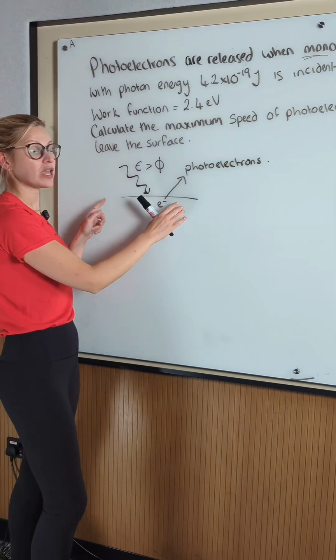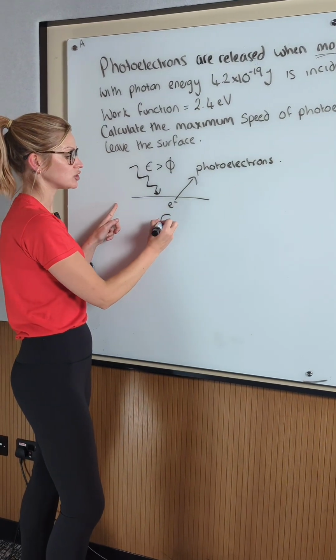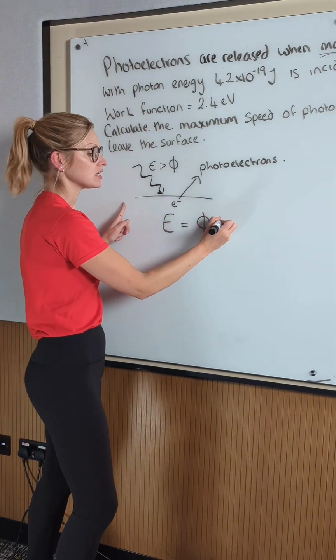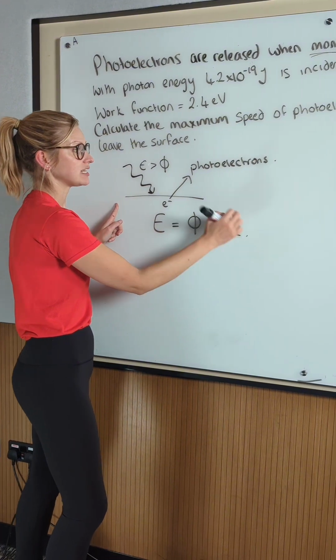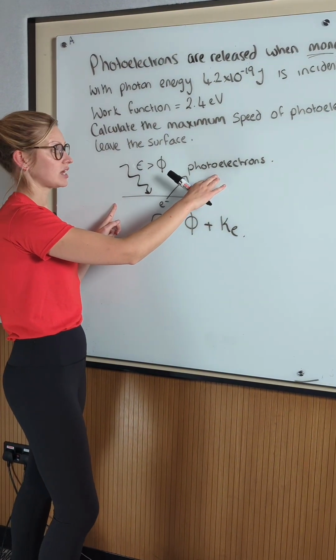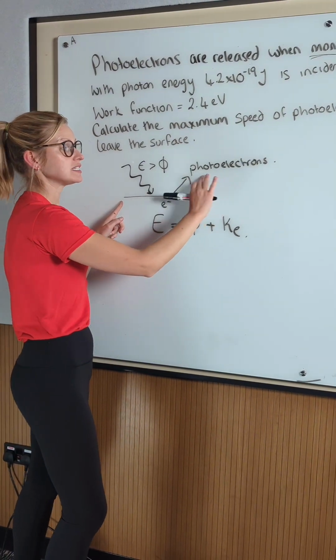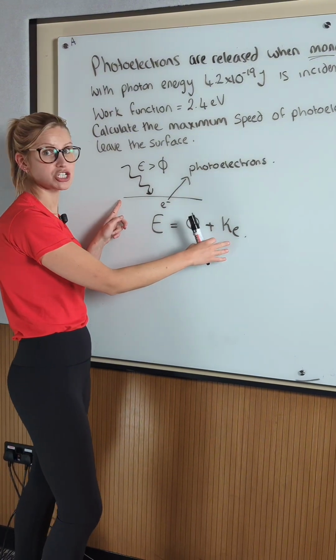Okay, and the equation on my data sheet for this is the energy of the light must equal the work function of the metal plus whatever kinetic energy that these electrons come out with. Because when these electrons get emitted from the surface of the metal, they're going to have some speed that they're moving at, so that's why they've got kinetic energy.